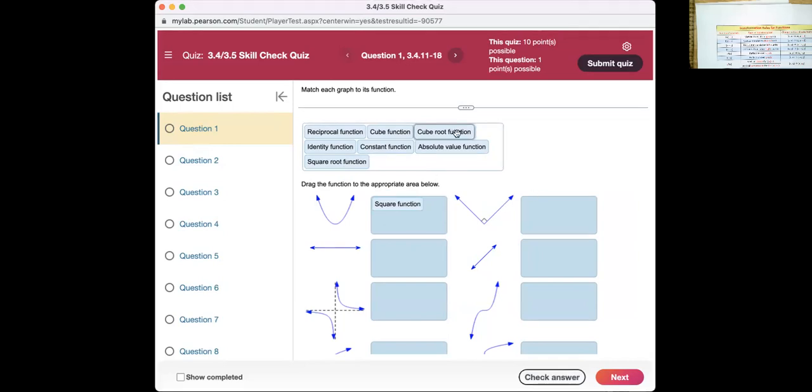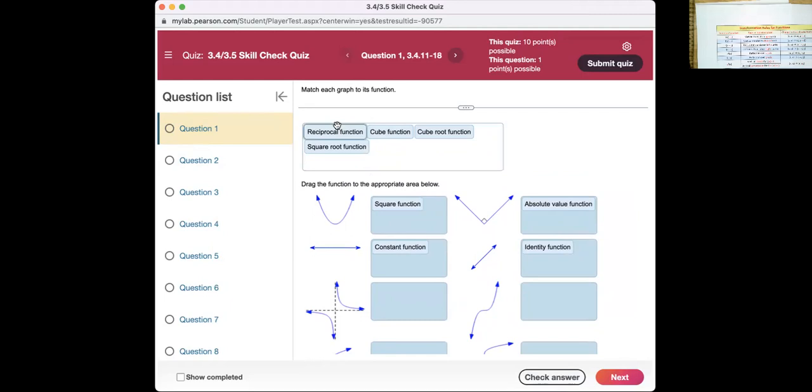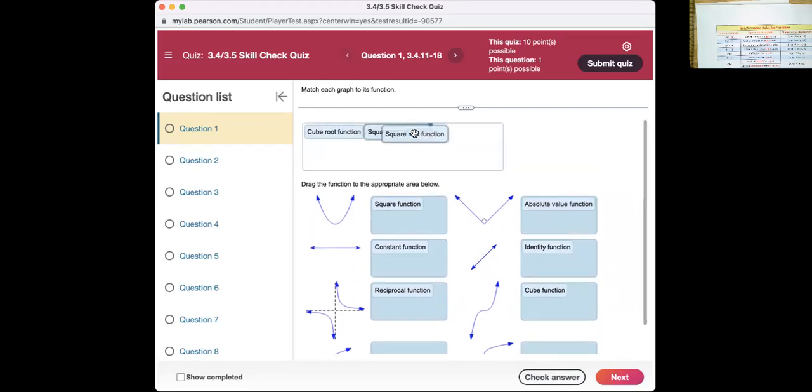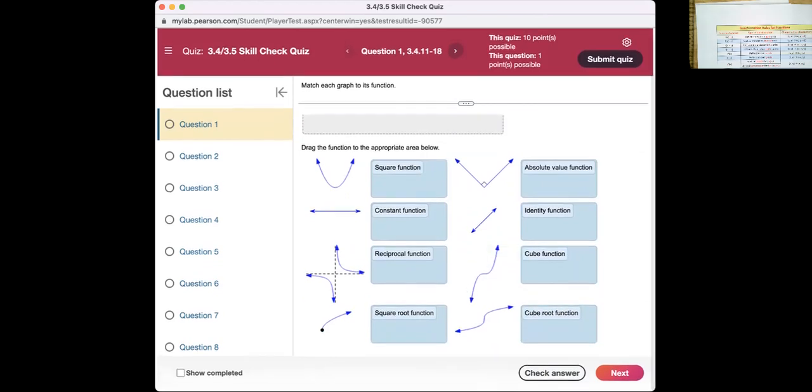Going left to right, this one is the absolute value function. Here we have a constant function. Here we have the identity function. It's also the linear function. Down here is the reciprocal function. This is a cube. This is the square root. And I didn't go over this in the class, but I guess this is probably a cube root function.